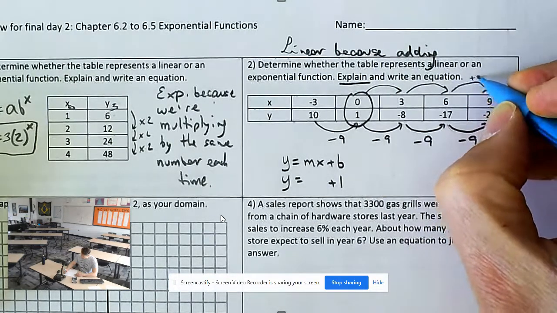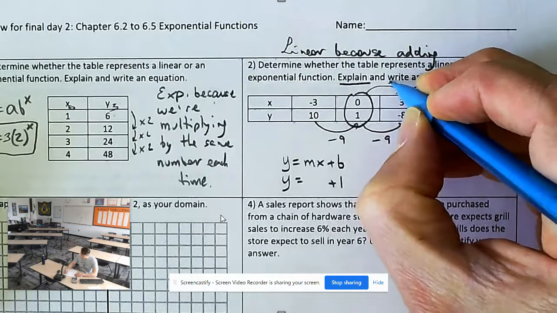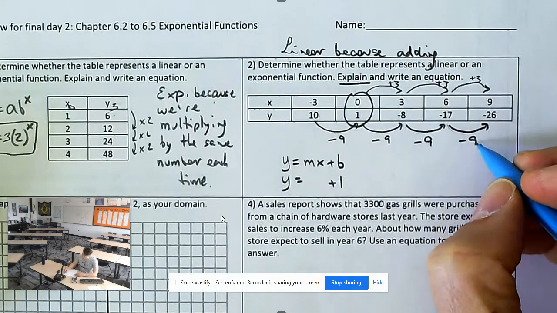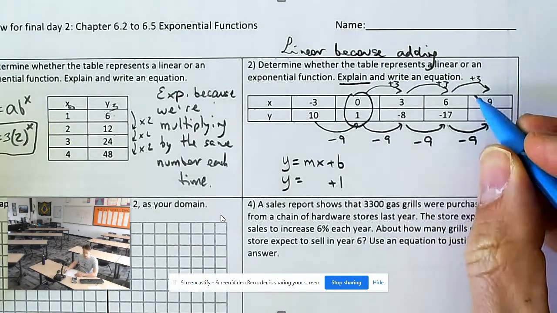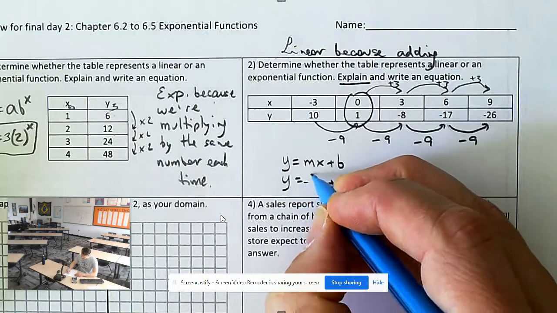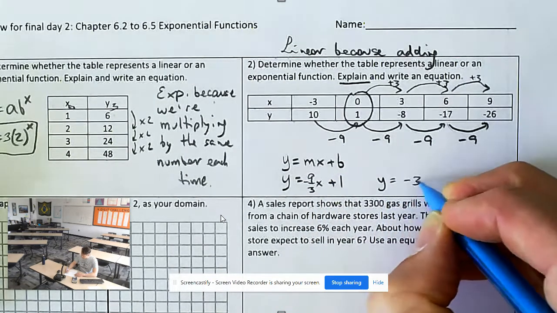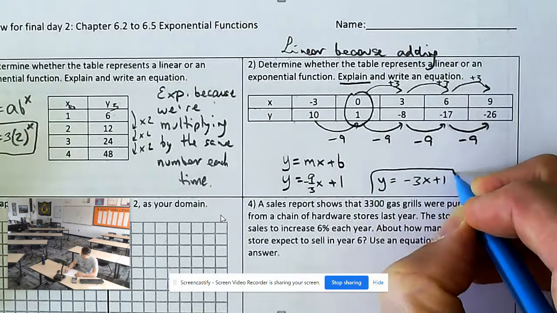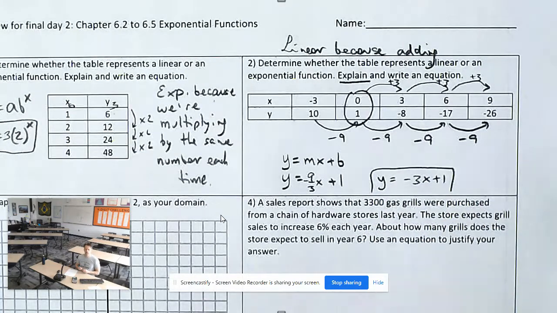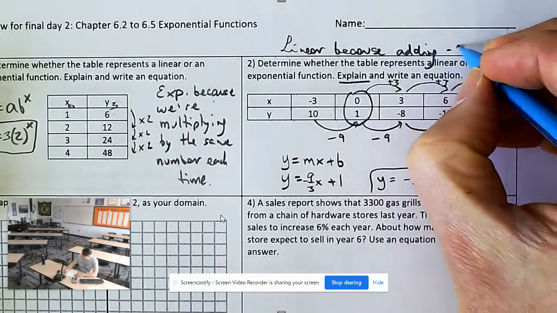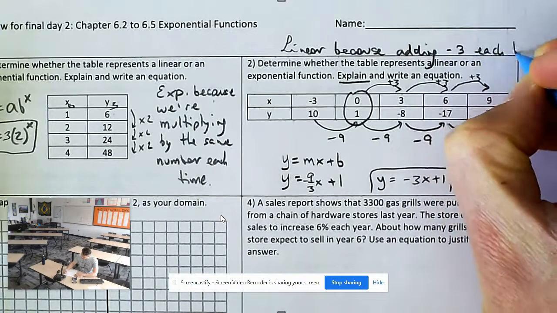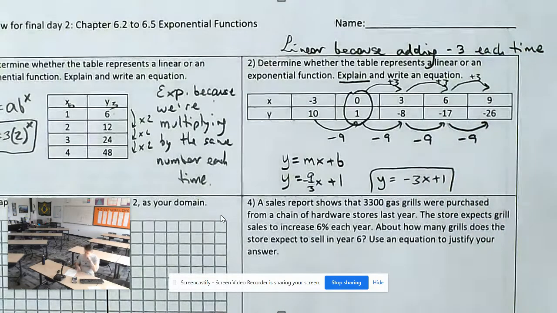So remember that your slope is the change in the y over the change in the x. So the y's are changing by -9, the x's are changing by 3. So slope is -9/3 x. In other words, y equals -3x plus 1. Bob has $1 and he's losing $3 a day because we're adding -3 each time. So if you're adding the same thing each time, it's linear. If you're multiplying the same thing each time, it's exponential.